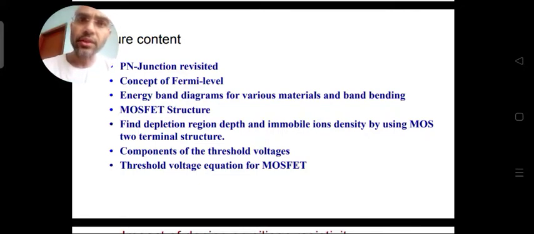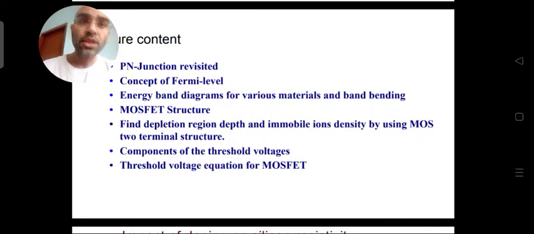We will start with the PN junction. We'll see the PN junction once again. You are very familiar with the PN junction, but let's try to understand it with the help of what are called energy band diagrams. We'll see the energy band diagrams not only for semiconductors, but for various metals, semi-metals, and insulators as well. This will help us understand the MOSFET structure, because basically we want to understand the build-up of the threshold voltage.